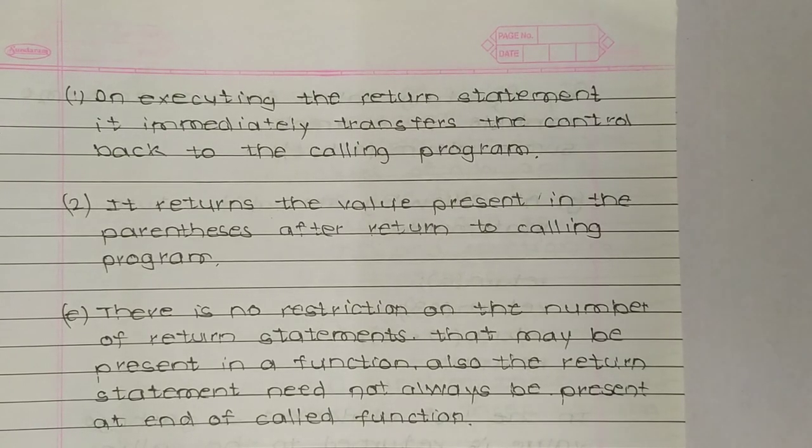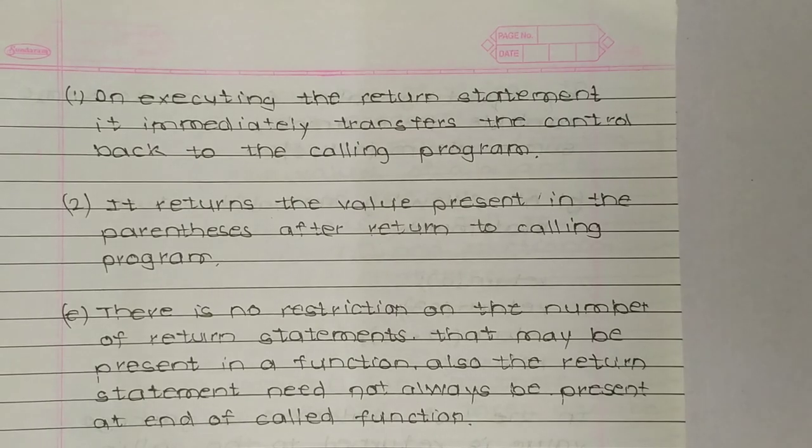Now the second purpose is, it returns the value present in the parenthesis after return to the calling program. That means the instructions that were written inside that bracket. So it was returning the value present in the parenthesis after return to the calling program. So this was the second purpose.